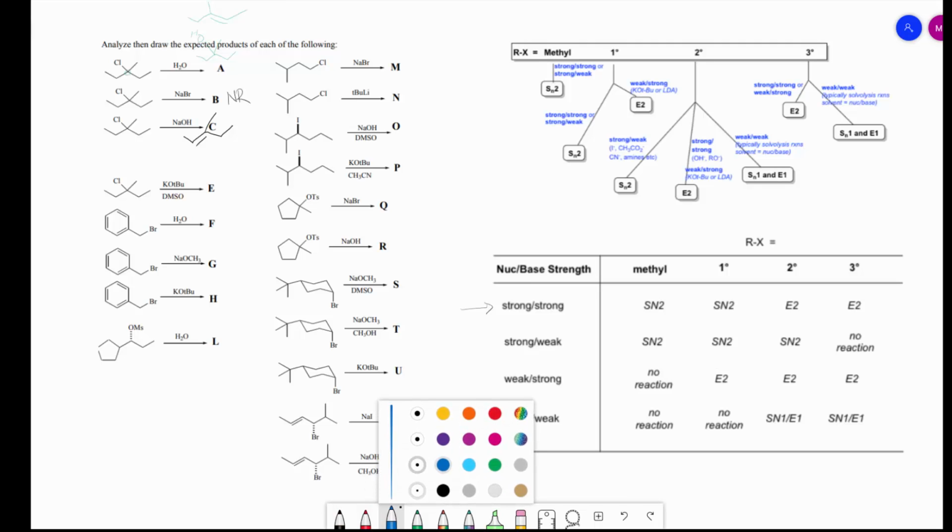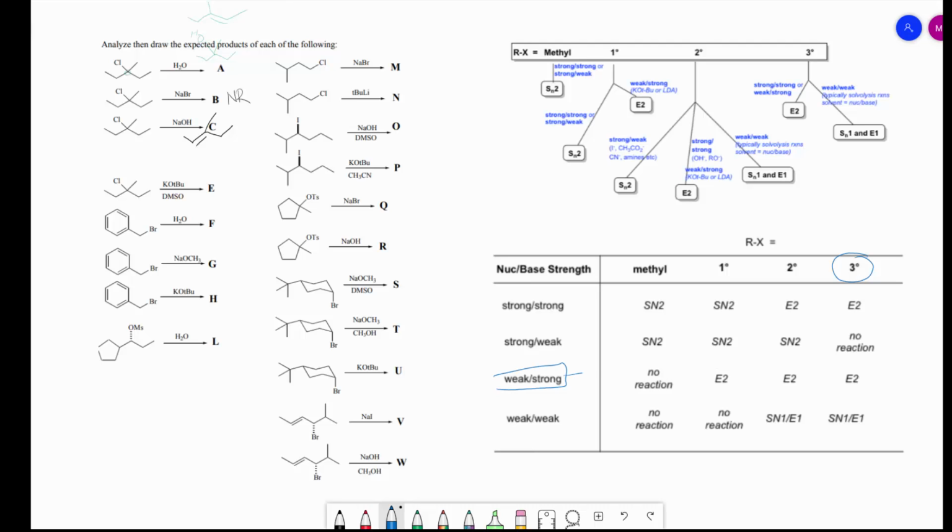So for E, we again have that tertiary alkyl halide, but now we have potassium t-butoxide. Now that is a strong base, but a weak nucleophile. So I'm looking in this row, and it's tertiary. So I'm going to form an E2 product. The E2 product, as we found out above, looks like this. Although that is terribly messy, that's approximately what it looks like.